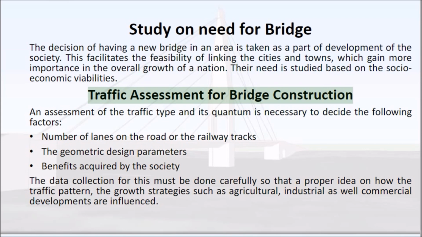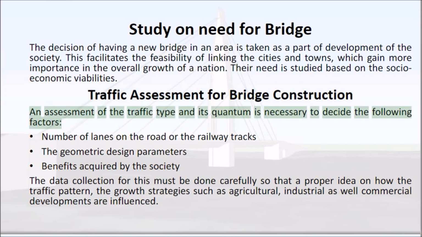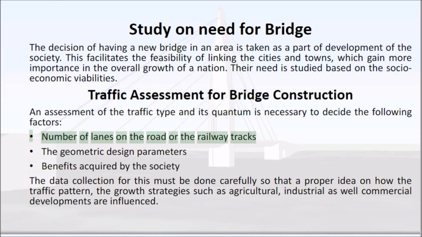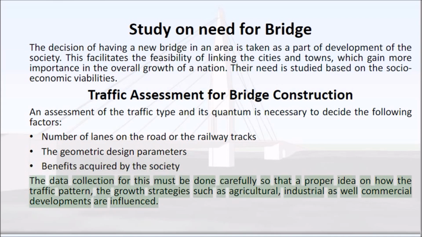Traffic assessment for bridge construction. An assessment of the traffic type and its quantum is necessary to decide the following factors: number of lanes on the road or the railway tracks, the geometric design parameters, benefits acquired by the society. The data collection for this must be done carefully so that a proper idea on the traffic pattern and the growth strategies, such as agricultural, industrial as well as commercial developments, are influenced.